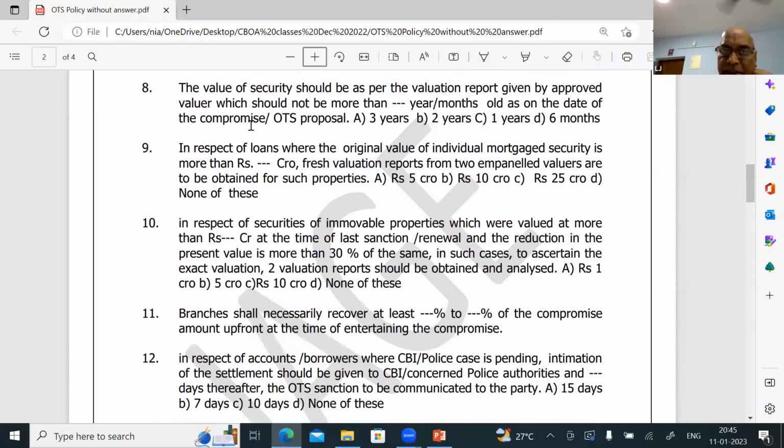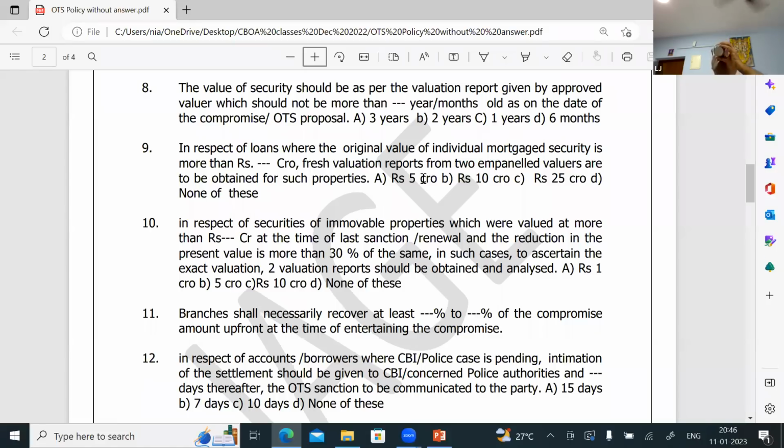Question number 9. In respect of loans where the original value of the individual mortgaged property is more than rupees 5 crores, then fresh valuation reports from 2 empaneled valuers are to be obtained for such properties. So, which is more than 5 crores. Question number 9, answer is A.